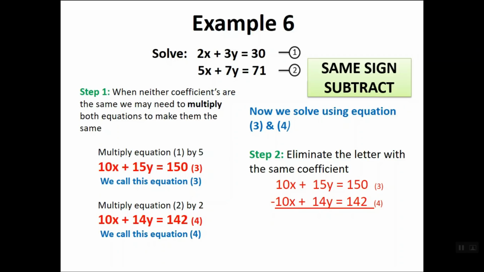So 10x minus 10x will give me 0. I don't need to write that. Then 15y minus 14y will give me 1y, but I can just simply write y. And 150 take away 142 will give me 8. So we agree that those signs are the same anyway. So y is equal to 8.